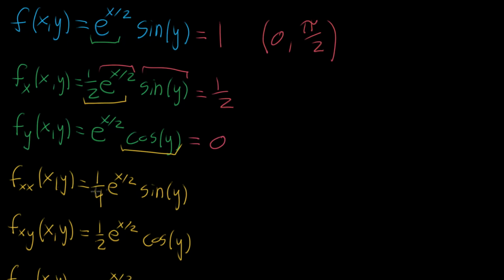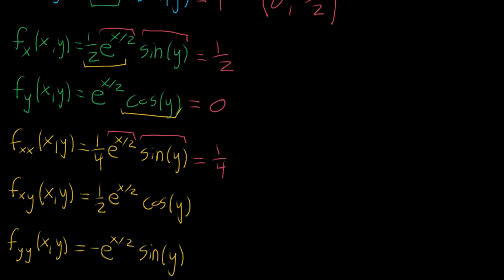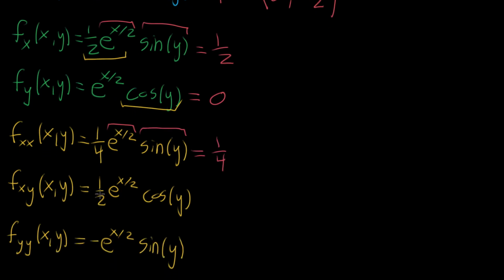Moving right along, let's take a look at the second partial derivative with respect to x. Again, e to the 0 will be 1, and sine of pi halves will be 1. So this ends up just being that 1/4. The mixed partial derivative here, the pattern starting to continue, we've got the 1. This one's actually 0, so cosine of pi halves is 0, so the whole thing will be 0. And then the last one, it'll be negative 1 times that 1 again, for sine of pi halves is 1. So all of that just comes out to be negative 1.